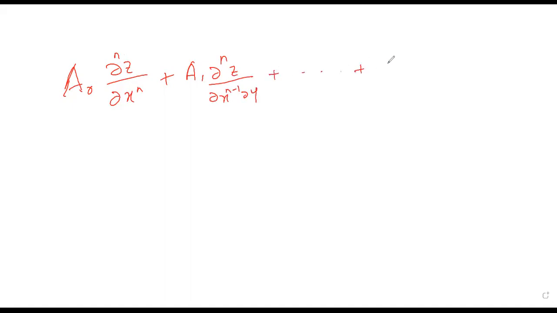Okay. So as I said to you, the homogeneous PDE with constant coefficients can be written with the coefficients A0 up to An. First we solved for the nth order for the general idea. Then A1 ∂^n z/∂x^(n-1)∂y and so on, up to An ∂^n z/∂y^n, can be equal to a function f(x, y).